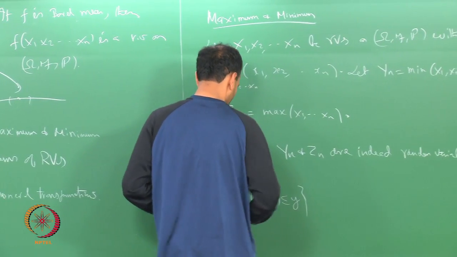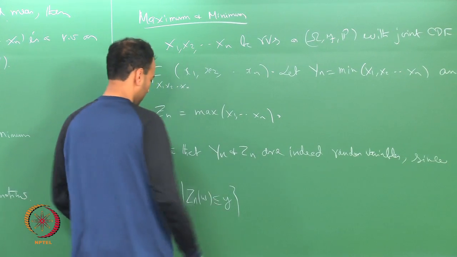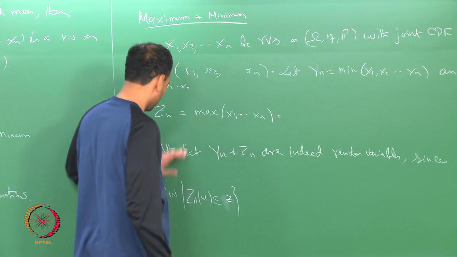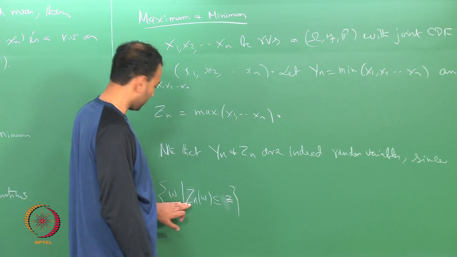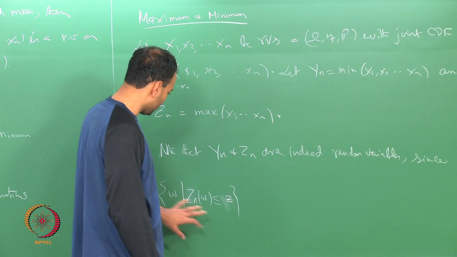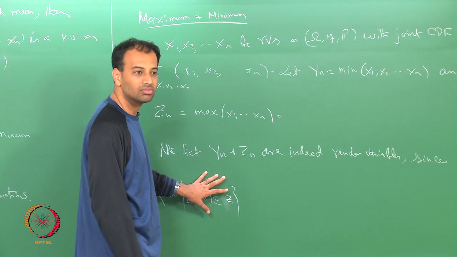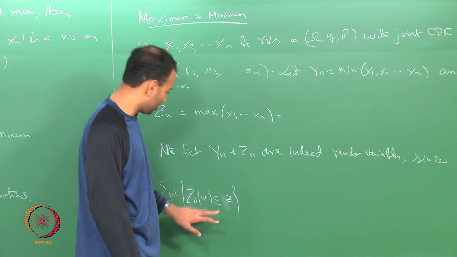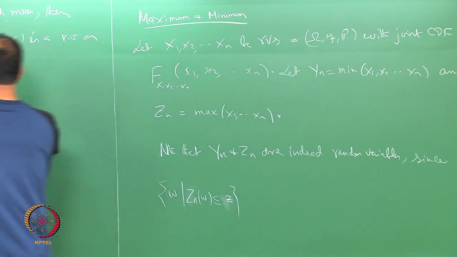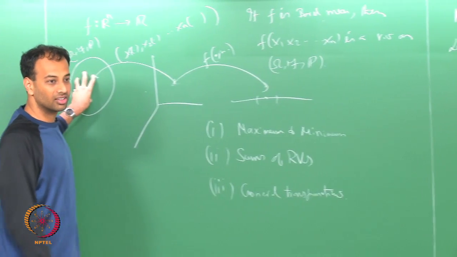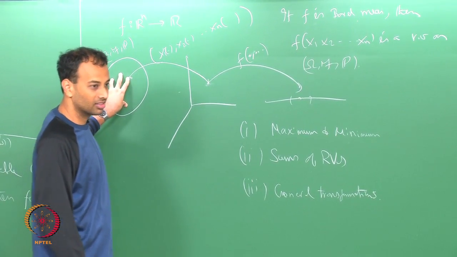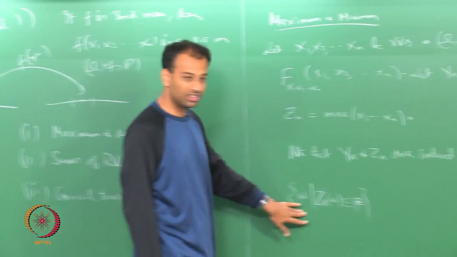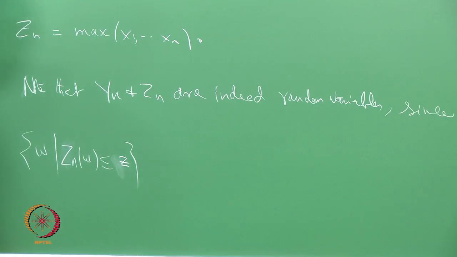It is a little bit easier with the maximum, okay. Let me do it with Zn, little z, okay. So I want to show that Zn is a random variable. So, if I show that this is an F measurable set, I am done, correct, because this means that the pre-image of the semi-infinite interval here is in fact an event, correct. Any questions? So, if I show this is a valid event, I am done.